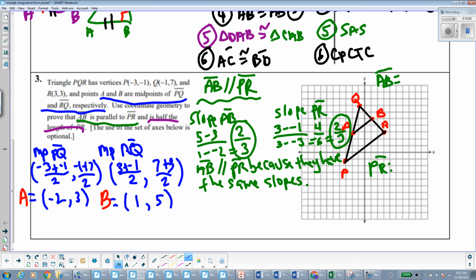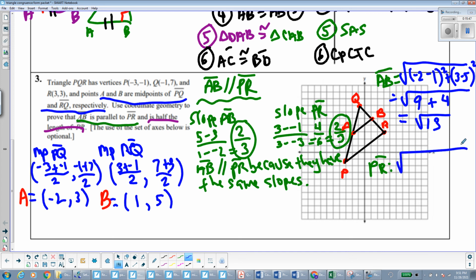So I'm going to use the distance formula, and I'm going to plug in points A and B first. So my x coordinates are -2 and 1, and my y coordinates are 3 and 5. Remember to bring down your radical. -2 minus 1 is -3, squared is 9, plus 3 minus 5 is -2, squared is +4, and that gives me radical 13.